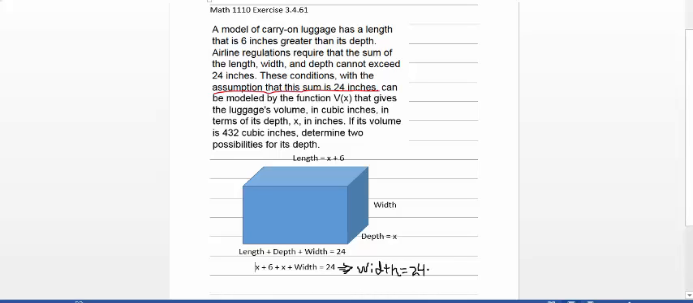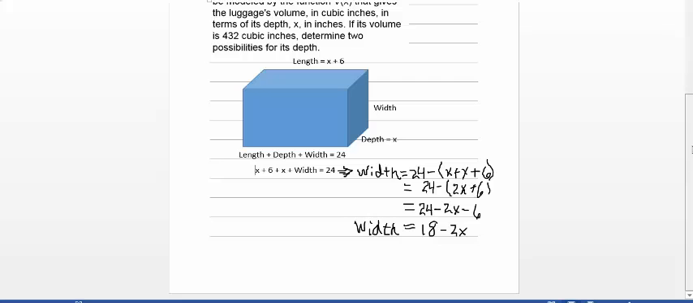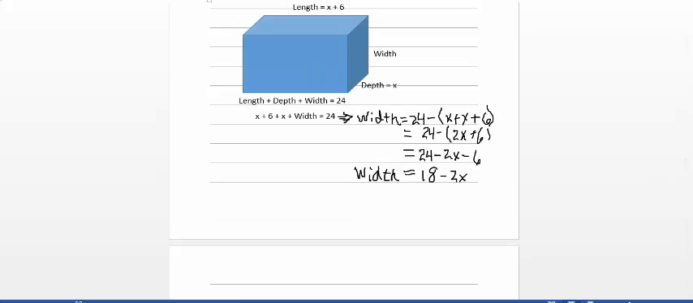we get 24 minus the sum x plus 6. And when we simplify the parenthesized expression, we get 2x plus 6, which is what we're subtracting from 24. So we get 24 minus 2x minus 6, which is 18 minus 2x. And that's how our width would be represented given the information that the problem gave us.